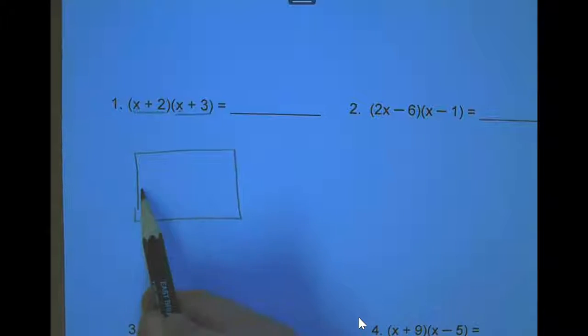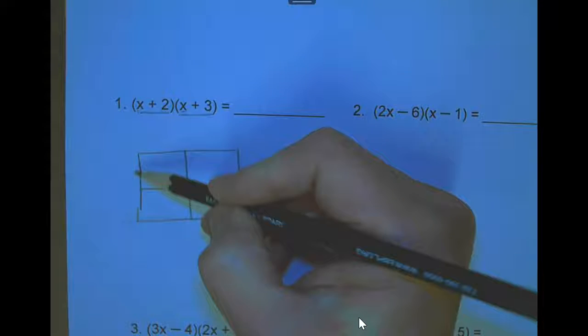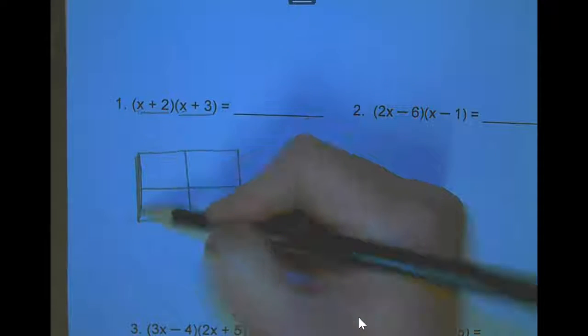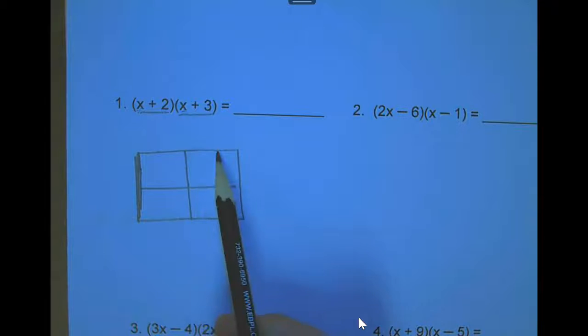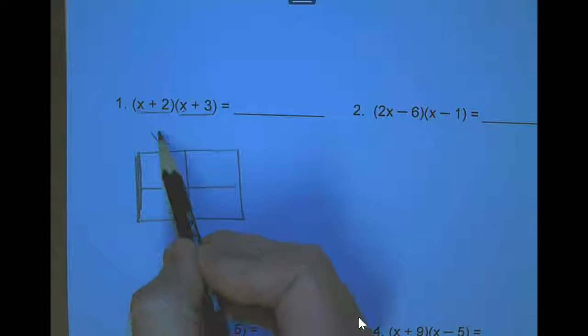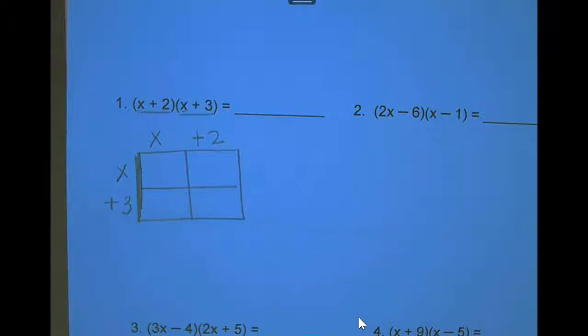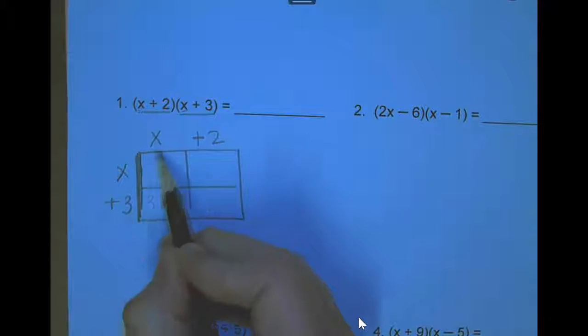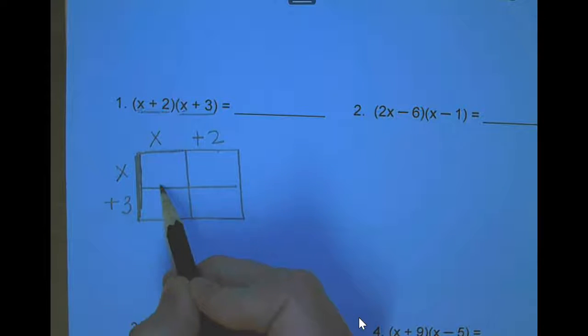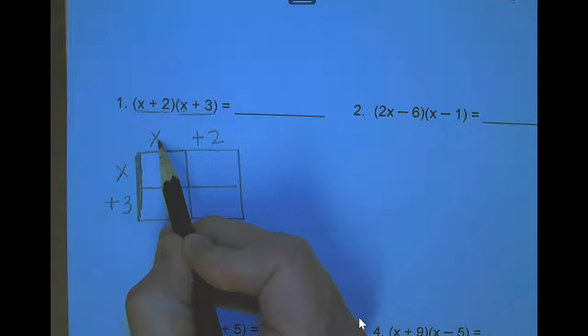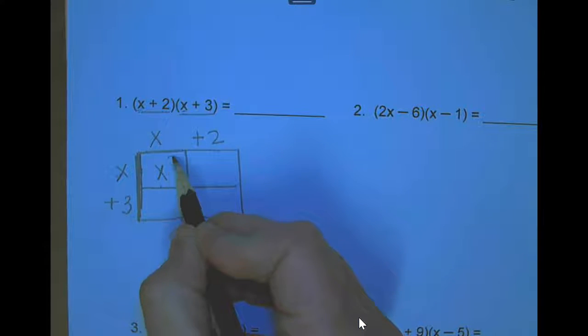So we start out making a box. If it's a binomial times a binomial, I have two boxes that way and two boxes this way. I put the x plus 2 on top and the x plus 3 down the side. Now, another reason that I like a box problem, it keeps everything organized, but it also has a connection to geometry. Because to find the area of a rectangle, you multiply length times width. So this rectangle right here has this length and this width, and so x times x is x squared.